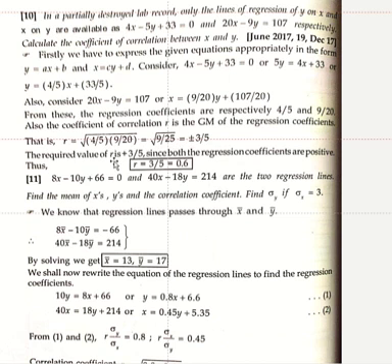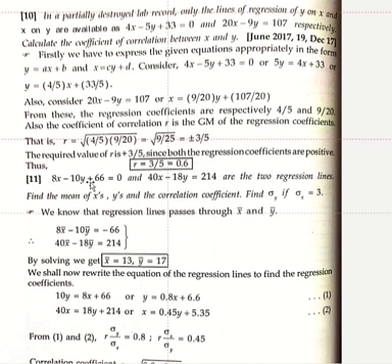The required value of R is plus 3 by 5, because both the regression coefficients are positive. Here you observe both the regression coefficients 4 by 5 and 9 by 20 are positive. We take the positive value. Therefore R is equal to plus 3 by 5, that is equal to 0.6.